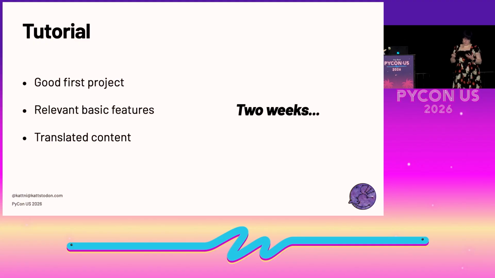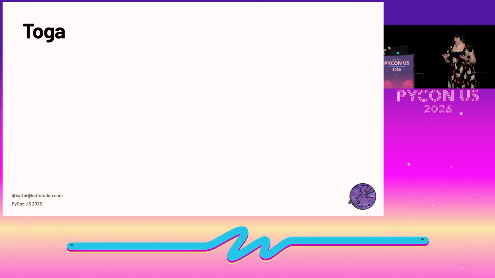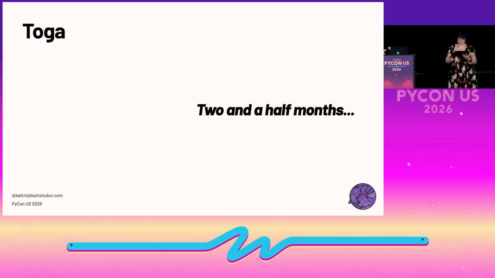The tutorial was already fully translated, primarily by human translators, so we did our best to maintain as much of that content as possible. The Toga migration took the better part of 2.5 months. Toga's documentation is the most complex and expansive within BeeWare. It has a large API. It also includes tutorials, reference guides, how-to documents, and topic guides.